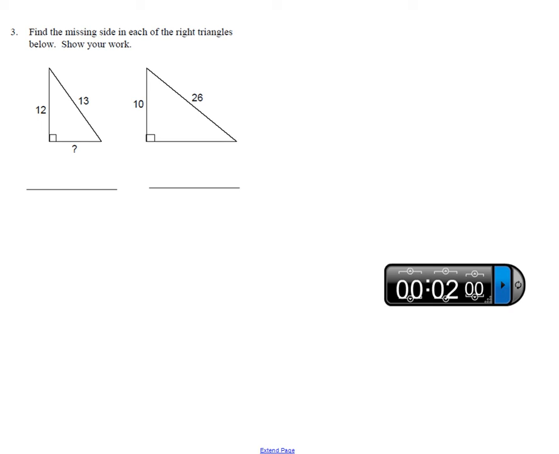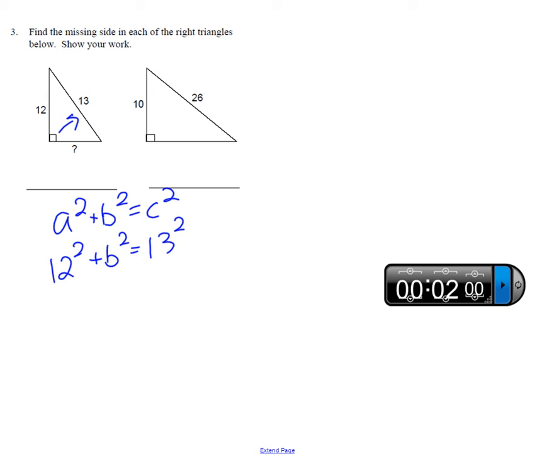Number 3, find the missing side. So this is straightforward. This is just using our theorem. So which of these sides do we know? We know A is 12. We could also say B is 12 if you were feeling adventurous. And we know C has to be 13. This is across from the right angle.